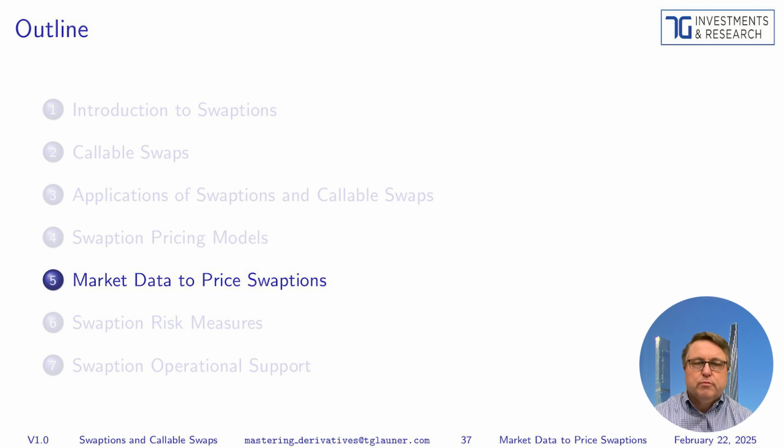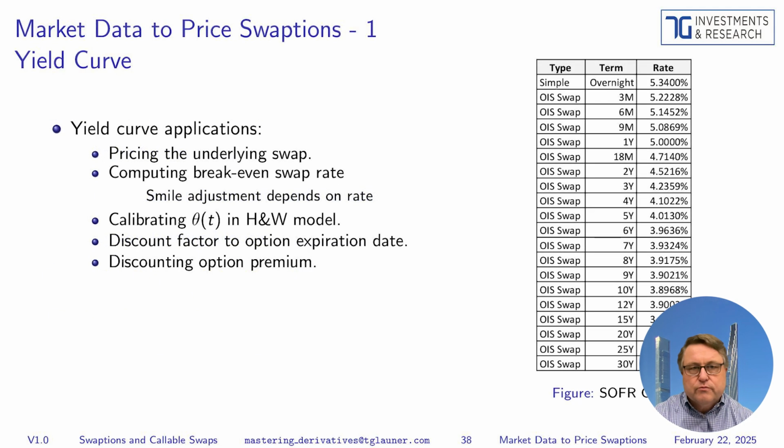Let us now talk about the market data needed to price swaptions, be it callable swaps or European and Bermudan swaptions. Note that this market data will apply to all 3 models, the Black, the Bachelier, and the Hull and White model. First, we need one or multiple yield curves. Usually one per trade is fine, as floating rate index and discount index are often the same.